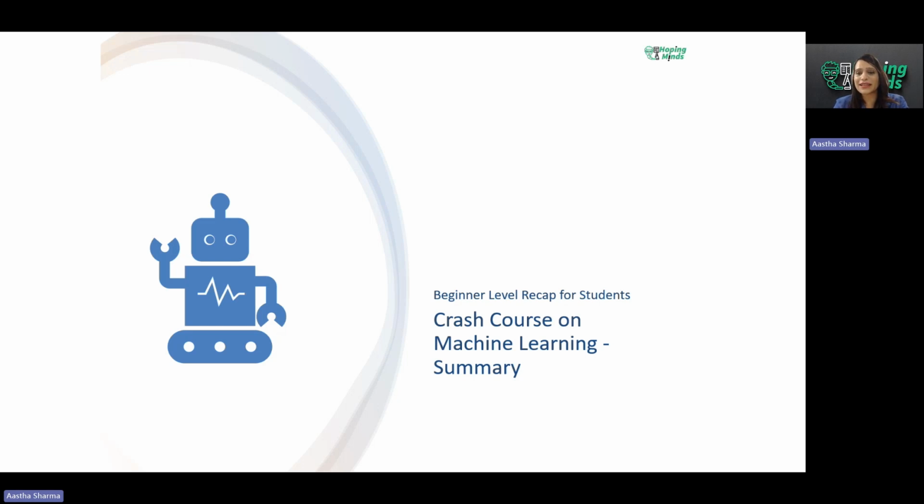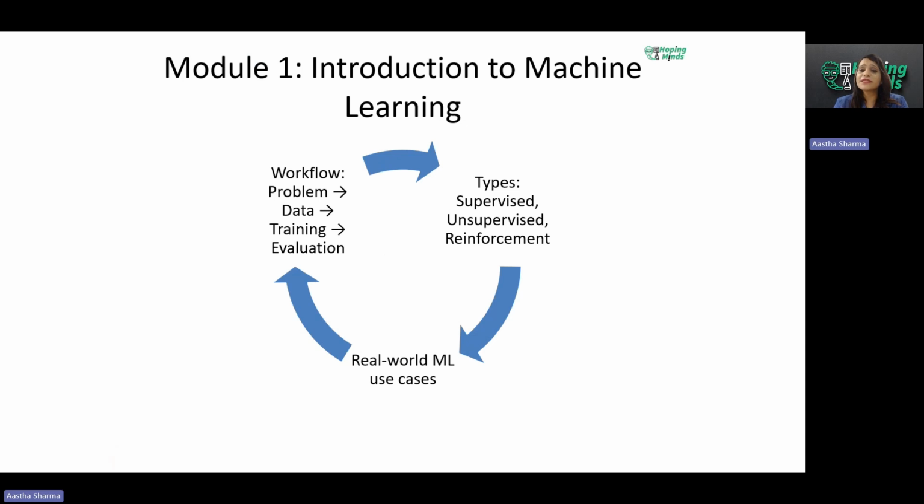And let's quickly get started with module number one, which we have completed, that was Introduction to Machine Learning. We started with understanding what machine learning really is. It's all about teaching machines to learn from data. We explored three types of machine learning: supervised learning, where we train using labeled data; unsupervised learning, where the model finds hidden patterns; and reinforcement learning, where the model learns by trial and error.